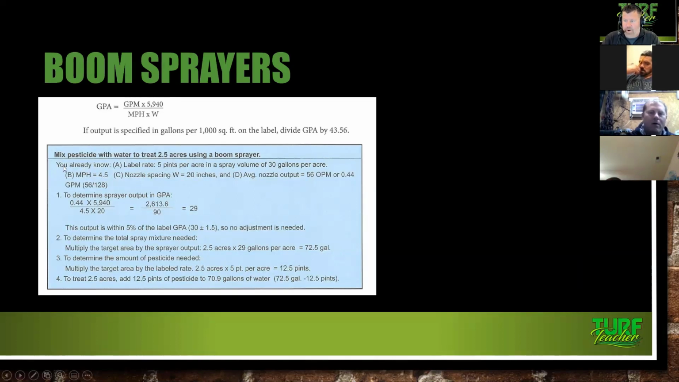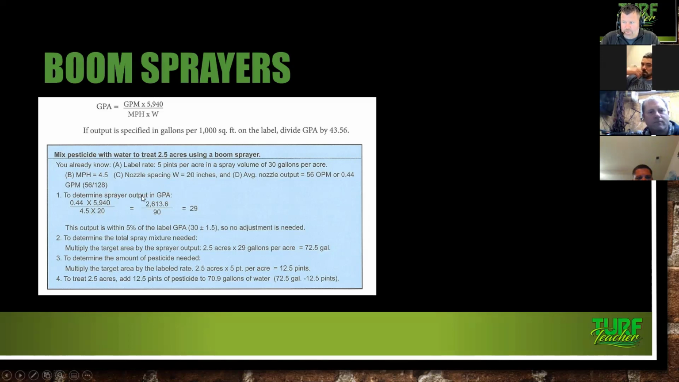So here we've got a problem. We're going to mix pesticide with water to treat 2.5 acres with a boom sprayer. You already know our label rate. We've read the label. It says it's going to be 5 pints per acre in a spray volume of 30 gallons per acre. We know our miles per hour to be 4.5. Our nozzle spacing, W, is 20 inches, and our average nozzle output is 56 ounces per minute, or 0.44 gallons per minute. That's 56 divided by the 128.